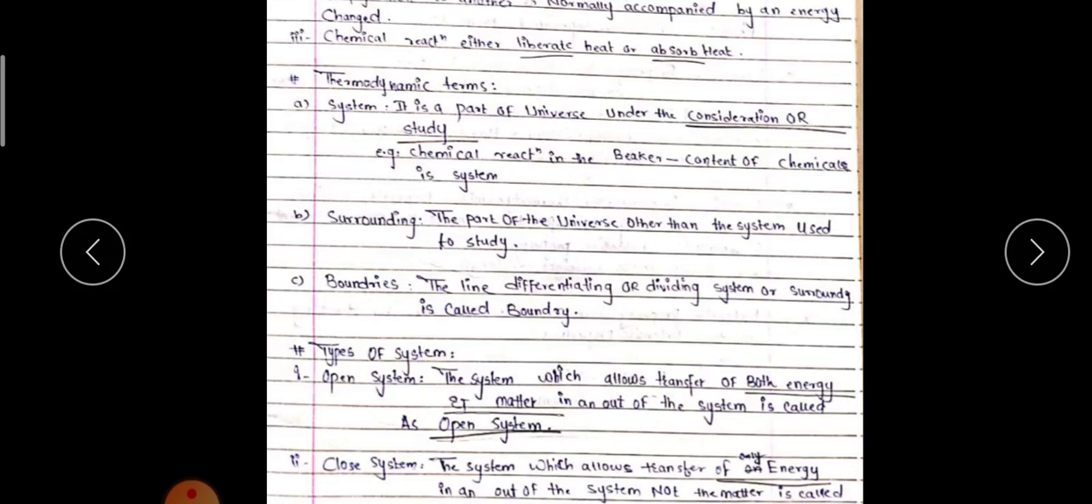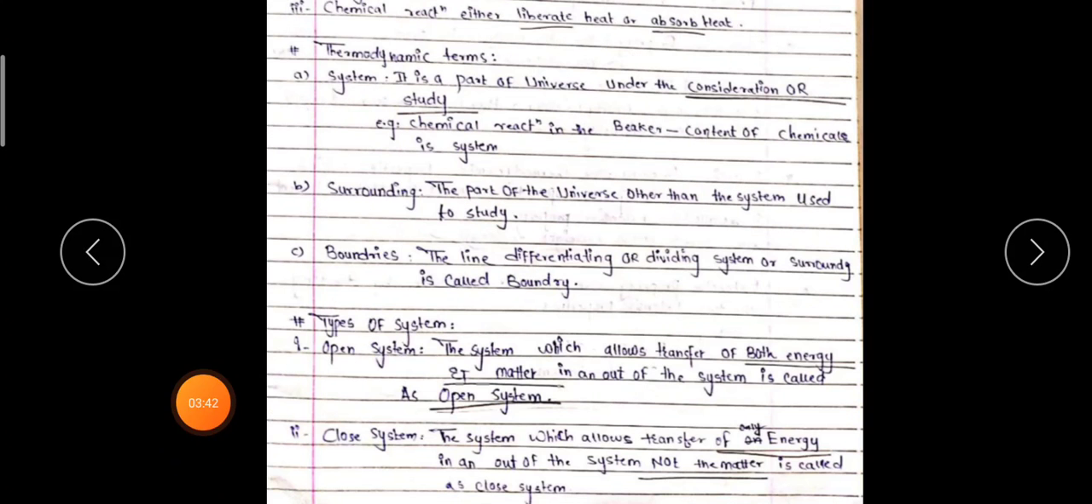Then the types of the system, how the question will be there. The system which allows the transfer of both energy and matter in and out of the system is called dot dot dot. Open system. Or another type will be there: the open system is such a system which allows dot dot dot, like the transfer of both energy and matter. Options will be the transfer of energy, transfer of heat, like this. The options will be there.